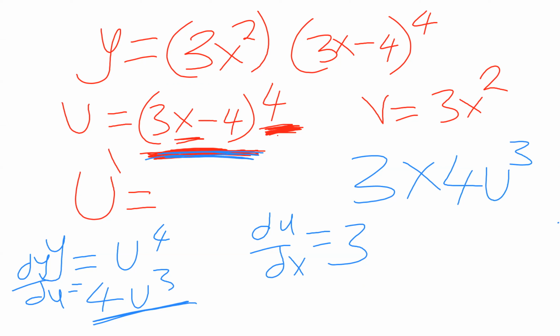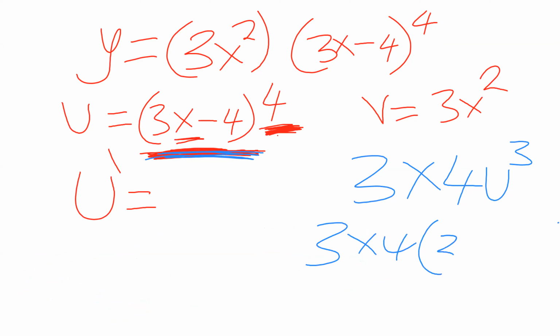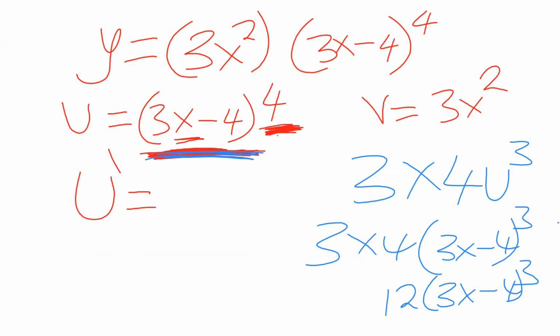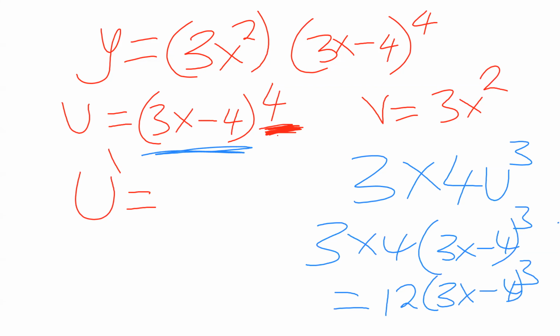And we know our u. We already know our u. We have 3 times 4 to the power... what is our u? Our u is 3x minus 4, right? The power 3 like that. So that you can have 12 times (3x minus 4) to the power 3 as our u prime now. This is the derivative now, the differential of this. That's what you're looking for. When you differentiate this, you get the u prime, right?